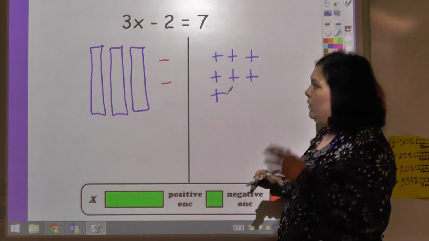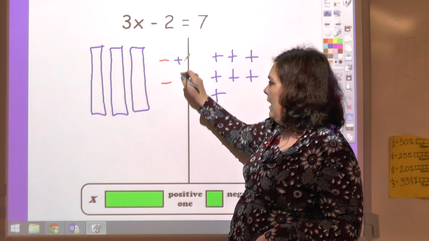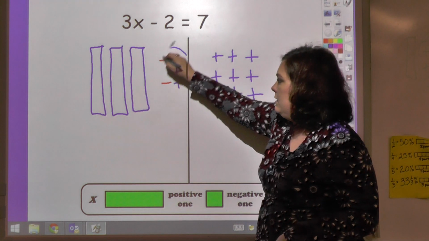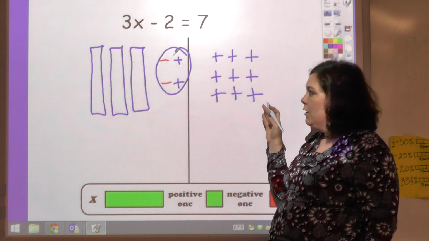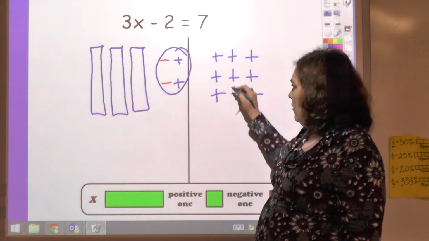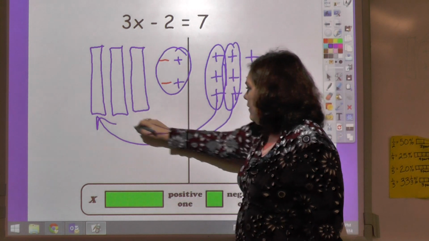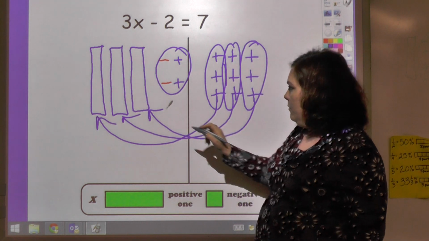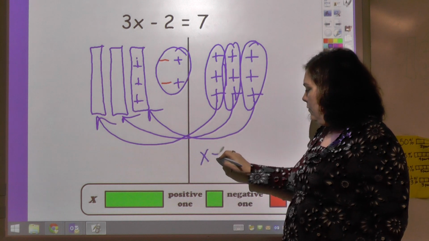So I've got to start with undoing the addition or subtraction, and this time it's subtraction. So I've got to add 2 on this side and balance it out with 2 on this side. And that 0 pairs, and nothing 0 pairs here because they're all the same sign. So now I'm looking at 3x equals 9. So these 3 would go here, and these 3 would go here, and these 3 would go here. So there would be 3 in each x. And so x equals 3.